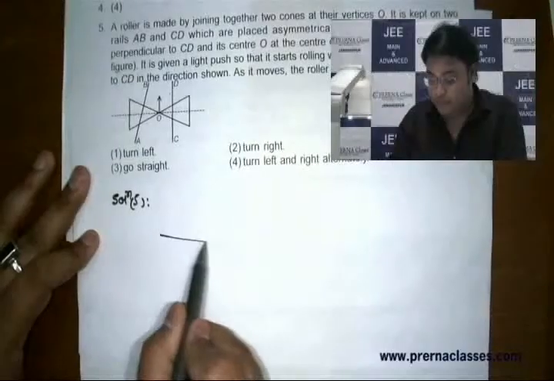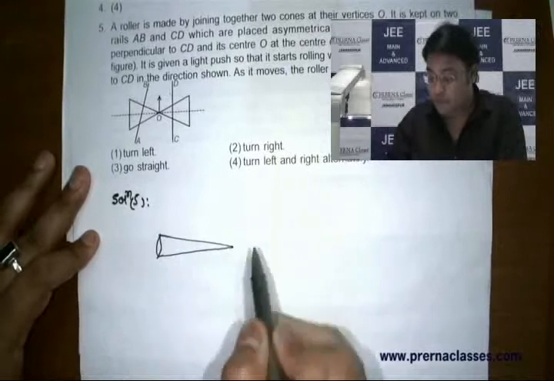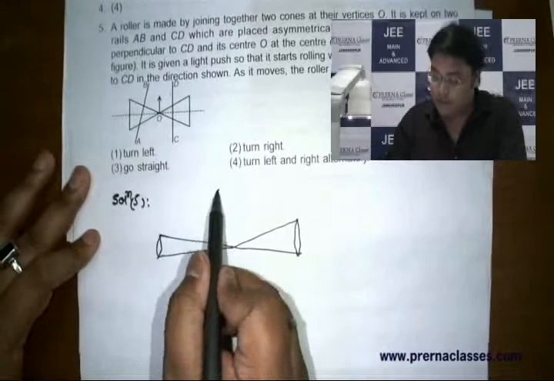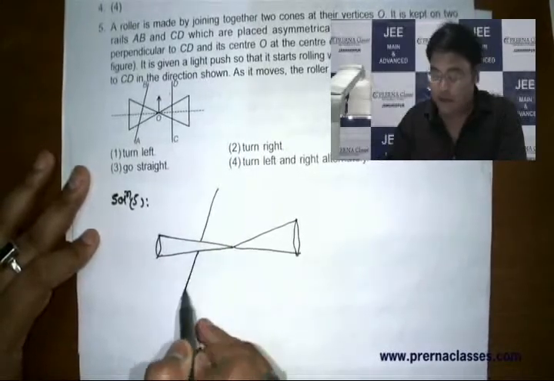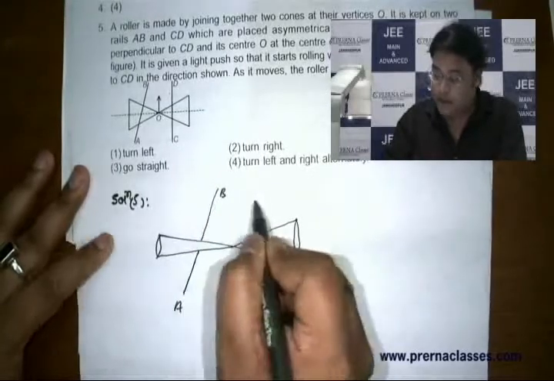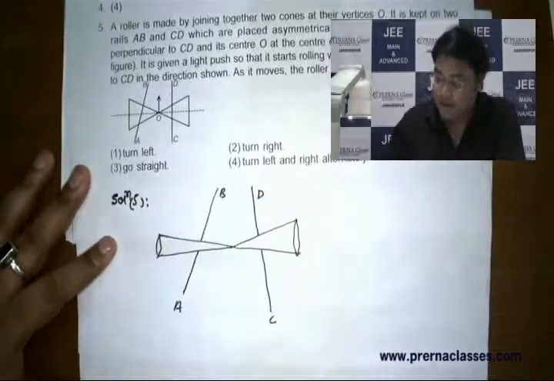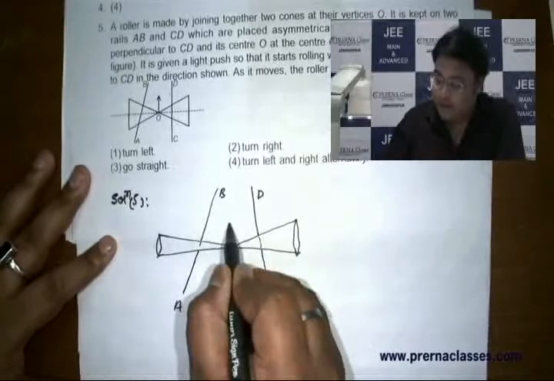Clear? Okay, now in the next question, that means the fifth one. It is based on the equilibrium of a body as well as the rotational motion of the body. Clear? Here a roller made of two cones moves along two lines. One is AB and the other is CD. These two are not parallel lines, but the cone is moving parallel to CD.